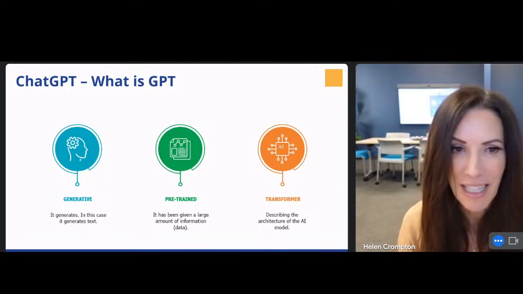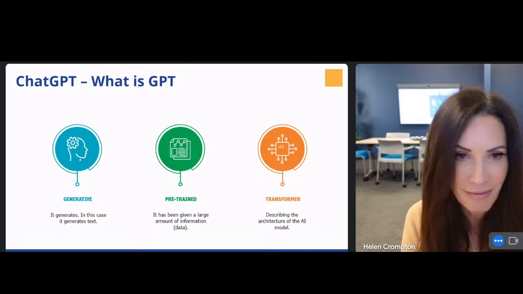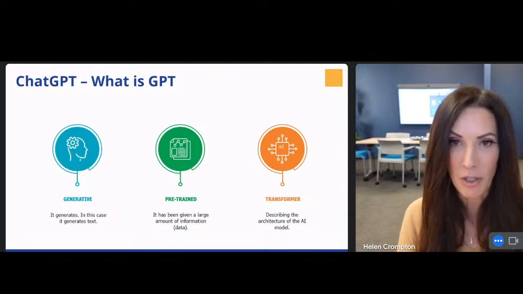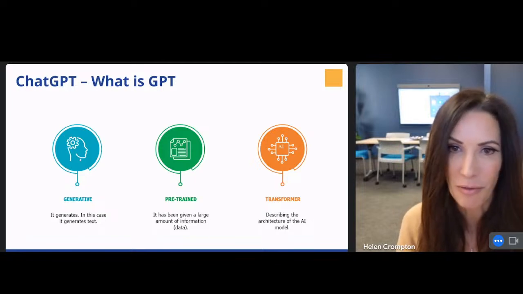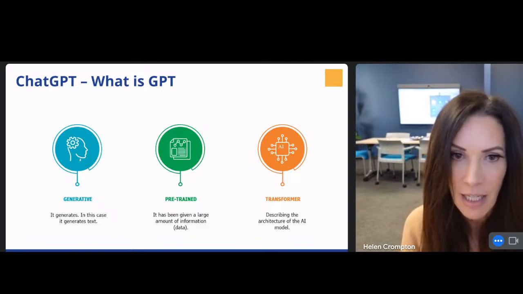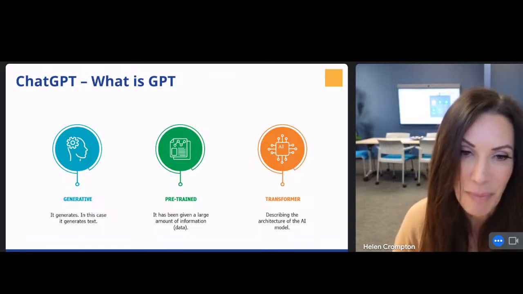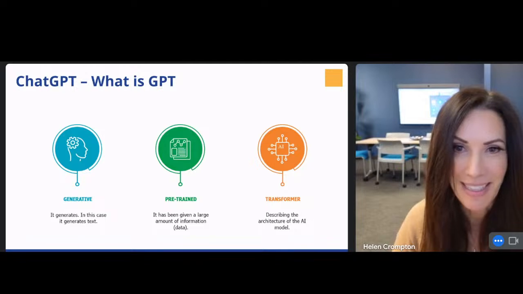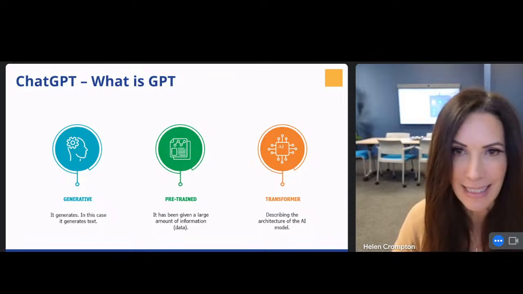Generative, like we've covered before, it generates something, it produces something: text, audio, images, video. The pre-trained means we gave it information. It's been given a lot of data to then be able to answer and respond to those questions. Transformer actually is more computer science language. That's just basically explaining the architecture of the AI. That's the bit that's had everyone excited at the moment, suddenly developing all these new AI tools that we can use.